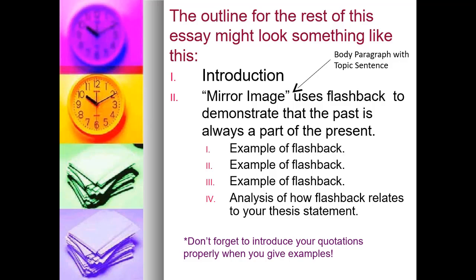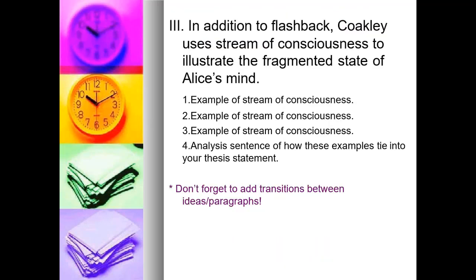And then you're going to end your paragraph with a concluding sentence that shows how these uses of flashback relate to your thesis statement. And your thesis statement is that these literary elements mirror how fragmented Alice is as a character, how mixed up she is emotionally. Make sense?